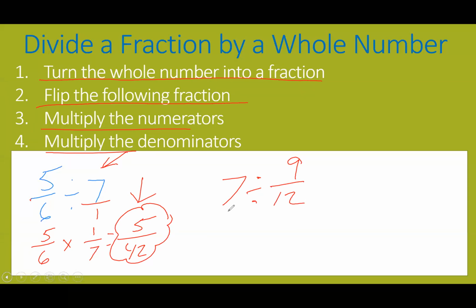Okay, step 1, turn it into a fraction, and it becomes 7/1. And then I flip 12 over 9 and multiply. 1 times 12 is 12. And 7 times 9. Uh-oh, what did I do? I made a huge mistake, didn't I? Can you find my mistake? What did I do wrong?